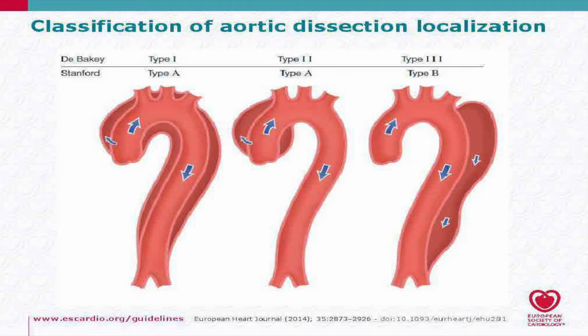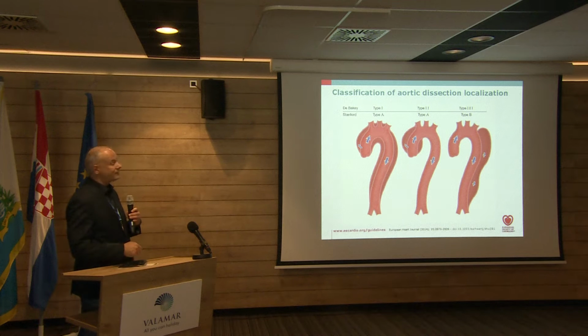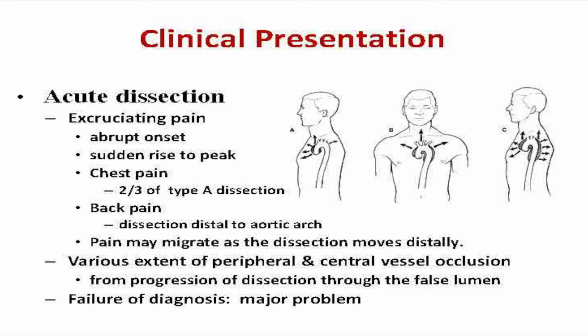So for daily practice and for the guidelines' sake, there is the Stanford definition that divides acute aortic syndrome into Stanford type A, comprising the ascending aorta, and type B, where the dissection starts at the descending aorta, just below or at the point of the left subclavian artery.